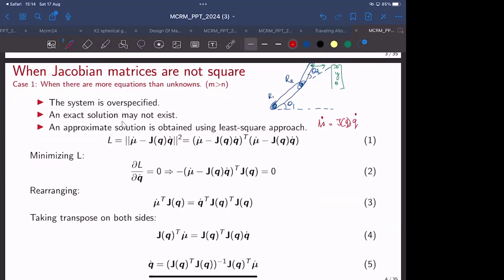So mu dot would be the number of task space variables. In this case, that would be 3. So mu dot would be 3 cross 1. And Q dot is the number of inputs that you are giving onto the robot. That is 2 cross 1. So that will be 2 cross 1. And that makes the Jacobian matrix 3 cross 2.